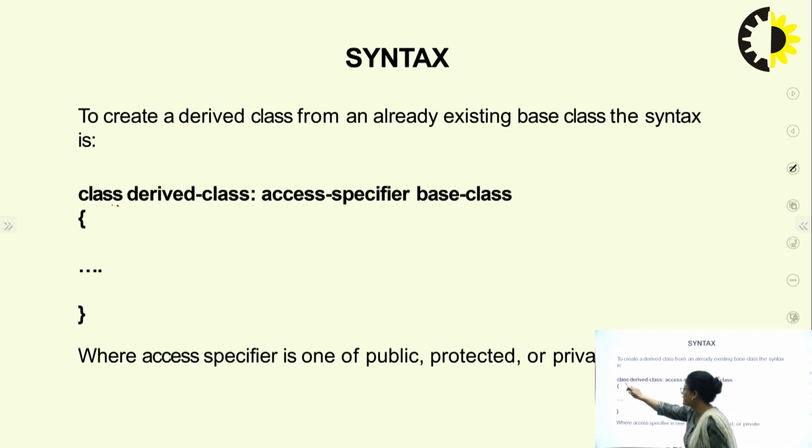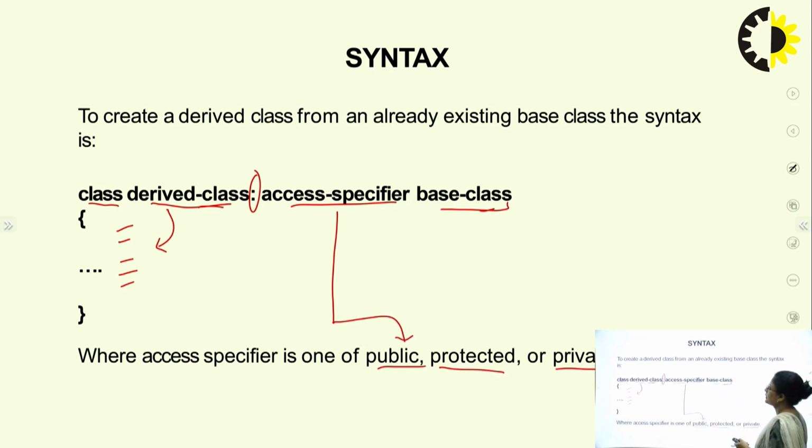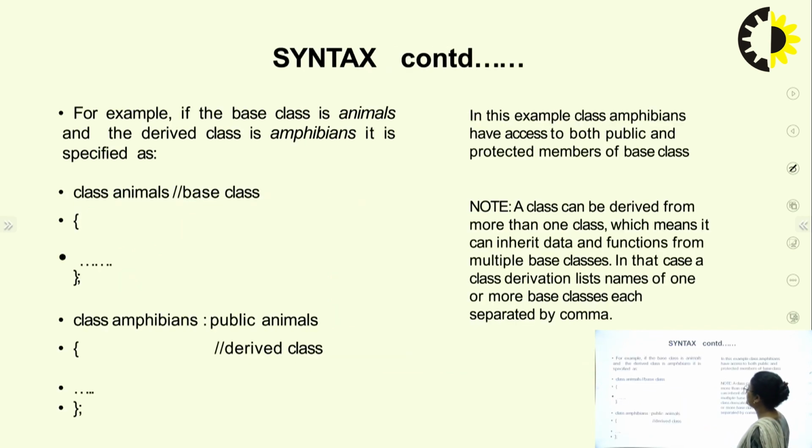So you have the class keyword followed by the name of the derived class, followed by the colon operator, giving the access specifier and then the name of the base class. Here we'll be writing the body of the derived class, and the access specifier can be either public, protected, or private. I'll talk more about this.